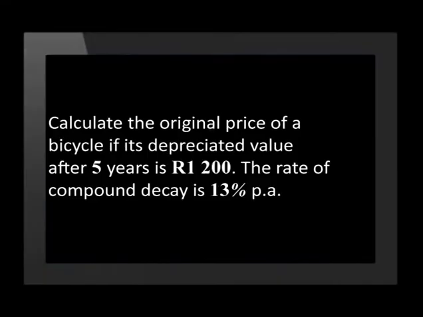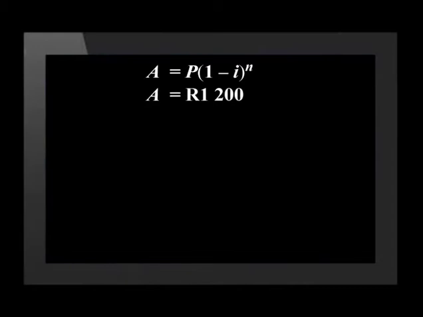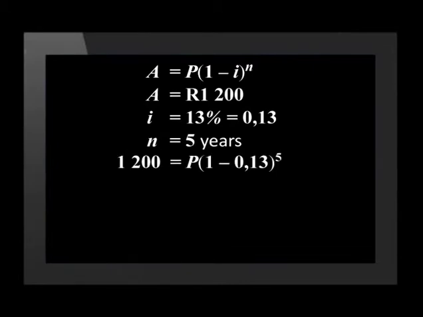Let's have a look. Calculate the original price of a bicycle if its depreciated value after 5 years is 1,200 Rand. The rate of compound decay is 13% per annum. A is equal to 1,200 Rand, I is 0,13, and N is equal to 5 years. 1,200 is equal to P times (1 minus 0,13) to the power of 5. 1,200 divided by (1 minus 0,13) to the power of 5 equals P.